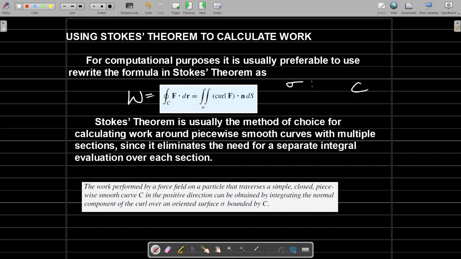To sum it up, the work performed by a force field on a particle that traverses a simple closed piecewise smooth curve C in the positive direction can be obtained by integrating the normal component of the curl over an oriented surface sigma bounded by C. We will repeat once again. The usual formula that you have studied is integral over C of F dot dr is equal to the double integral over sigma of curl F dot n dS, where n is the normal component.